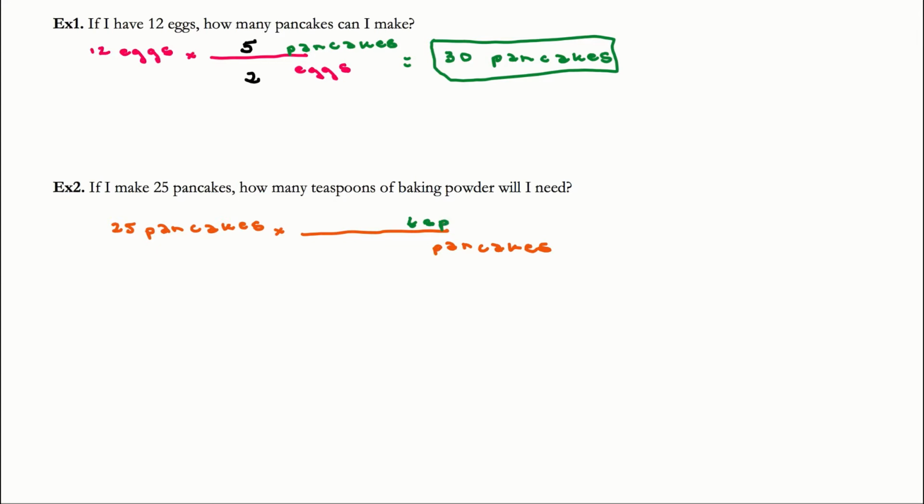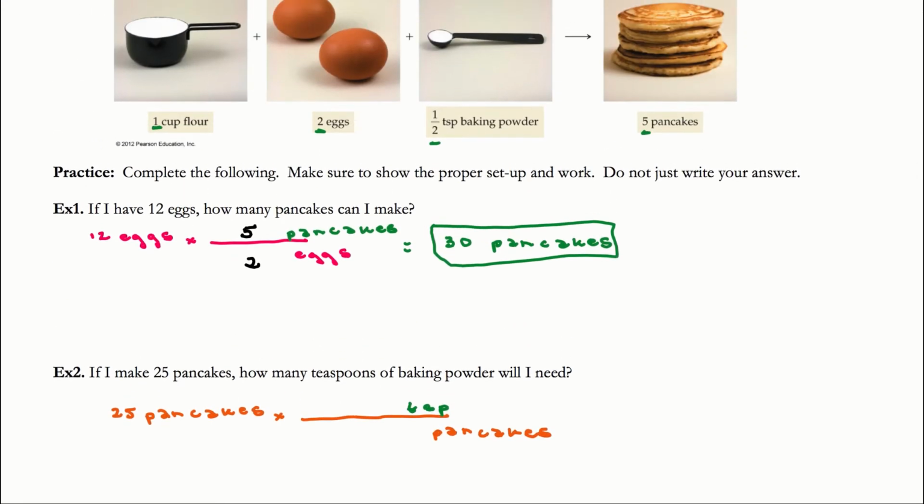Okay, so if you look at our recipe, I know that 5 pancakes require a half teaspoon of baking powder. Okay, so what that'll give me, 25 times a half divided by 5 will give me 2.5 teaspoons. So stoichiometry enables me to convert between the amount of reactants I have to the amount of products, or from the amount of products I have to the amount of reactants.